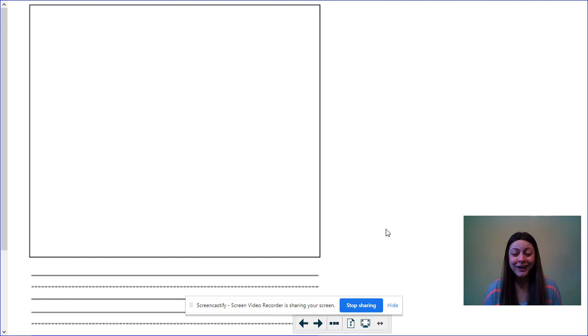Draw your picture and then write a sentence to explain. Like, I drew a blank to help Angelina, Milo, and Susie be protected from the sun. Can't wait to see some of your creations.